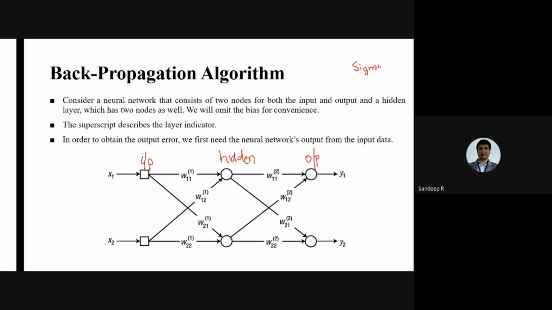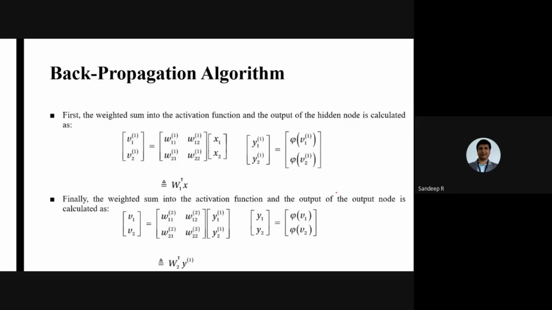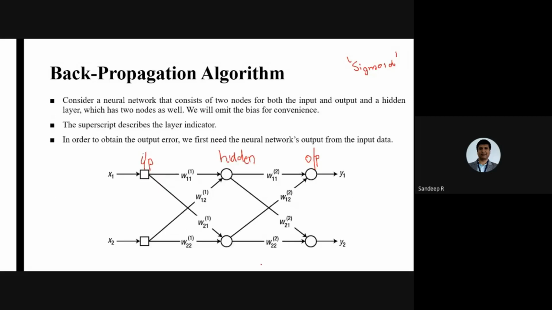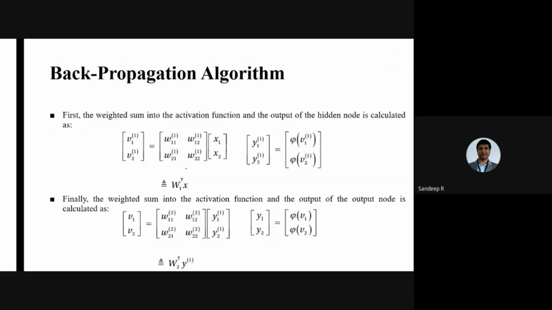The sigmoid is one of the widely used non-linear activation functions. So definitely the hidden layer is there, and we know how to calculate the error. So let's see how the calculations would happen. If I want to calculate the output of the first node, it is W11 into X1 plus W12 into X2, right? That's the first row.